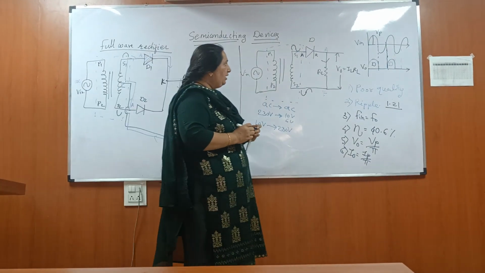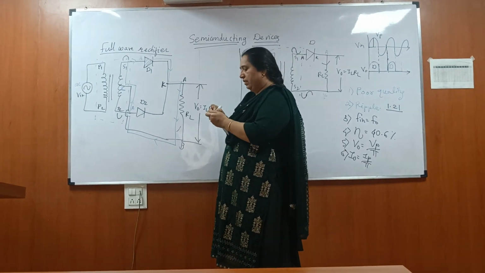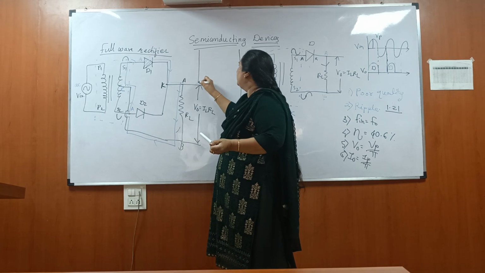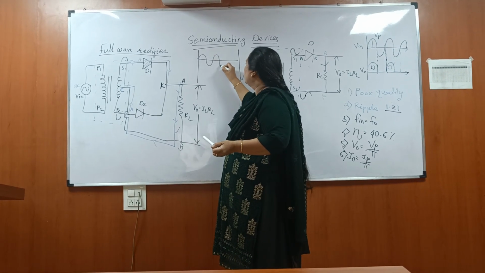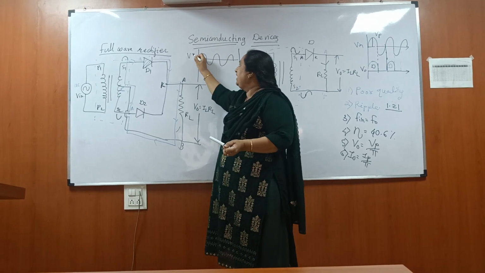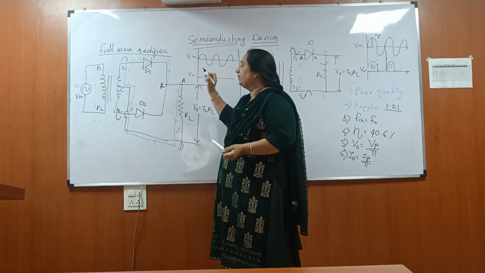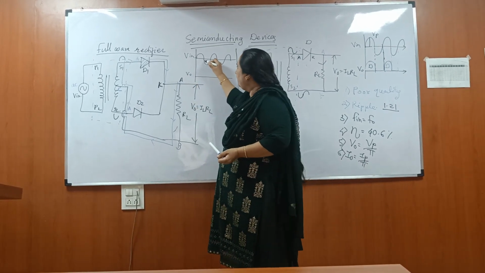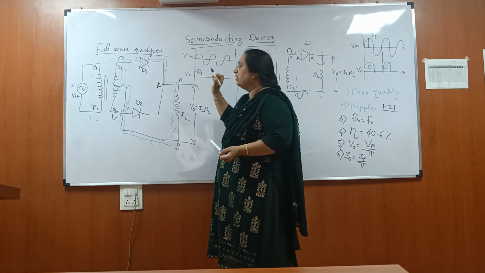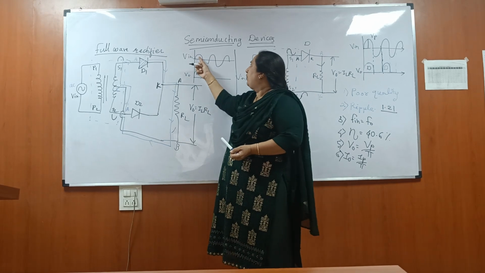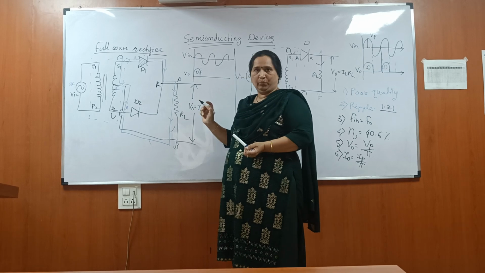Now if we consider the waveform, this is the input AC and this is the output voltage. Now when diode D1 conducts, we get output voltage. For the positive half cycle, diode D1 conducts, and due to diode D1 we get output.